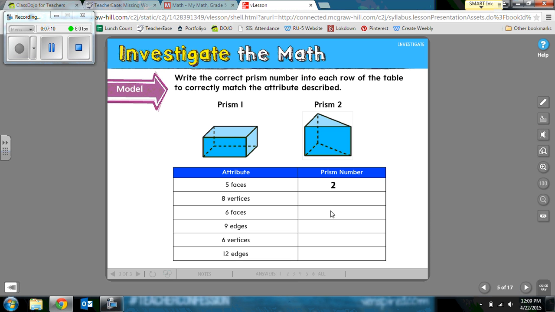I'm going to have you go ahead and fill in the rest of these. See if you can figure out which prisms. We'll check it tomorrow in class, so just do your best and see what you come up with. And that is it for your video tonight.